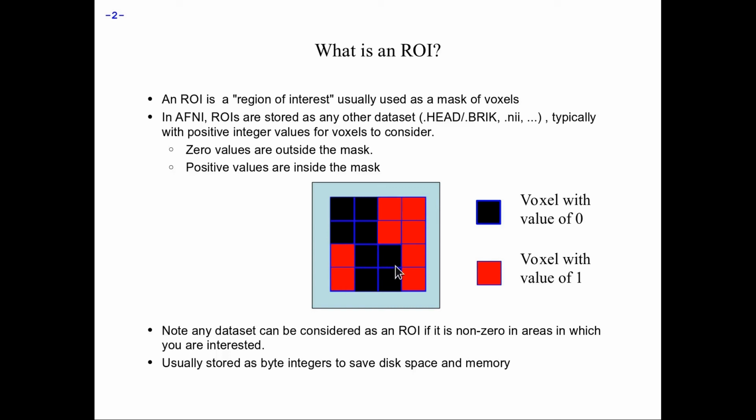Usually we will store these as byte integers, because it saves disk space and it saves memory. But we can also use short integers, so either one is okay. Other programs may use polygons or vertices to save ROIs. That's not how we do it in AFNI. We save these as just a bit mask.